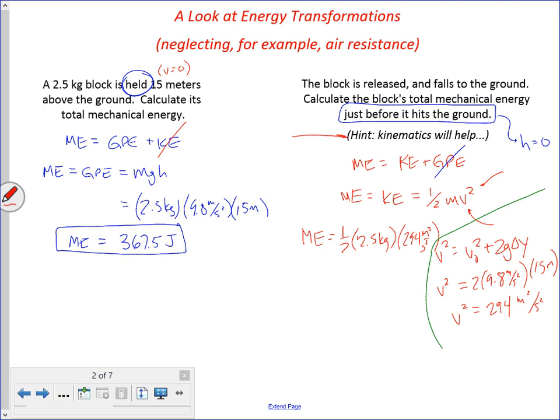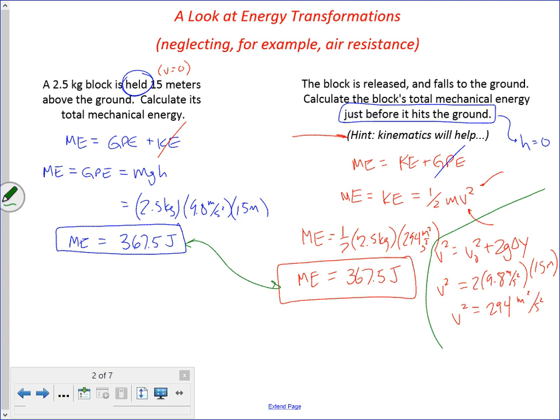And let's see, so 294 times 0.5 times 2.5. Oh, imagine that. Mechanical energy is 367.5 joules. Coincidence? No, not at all. Notice, a constant amount of mechanical energy.